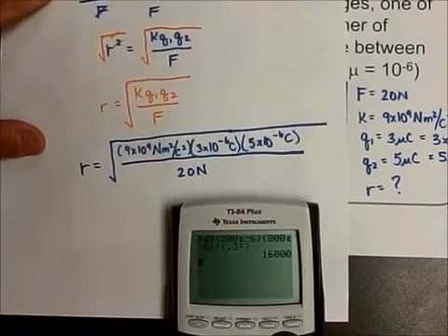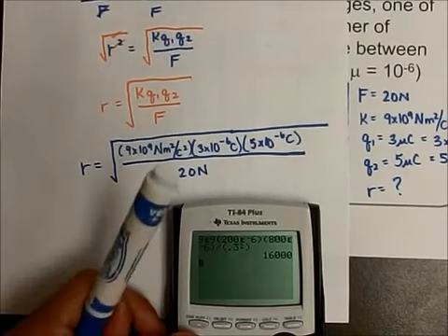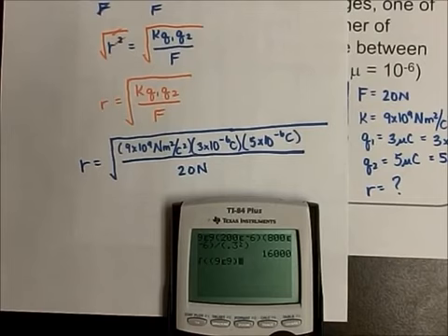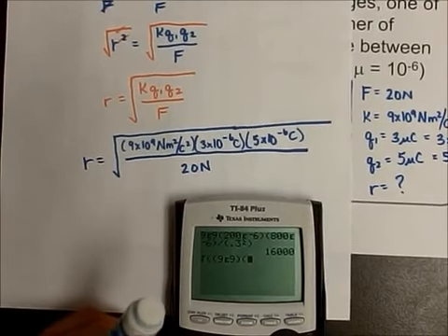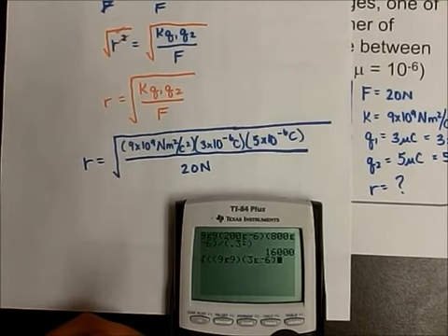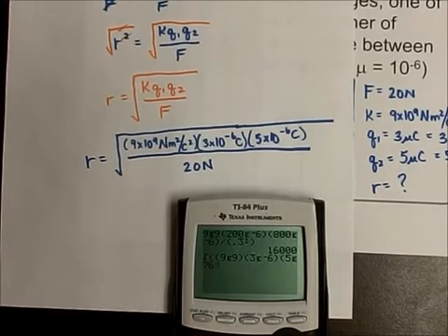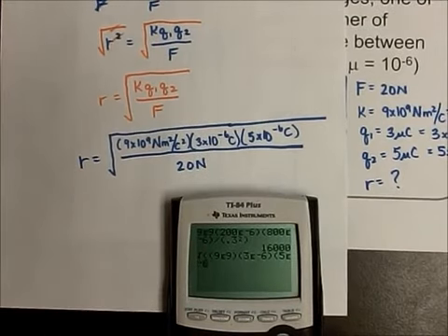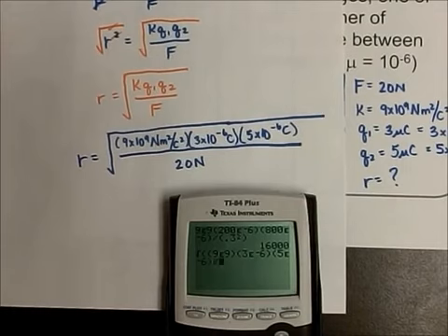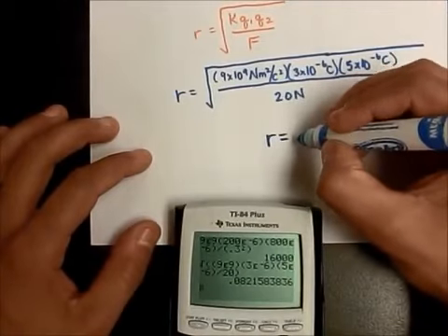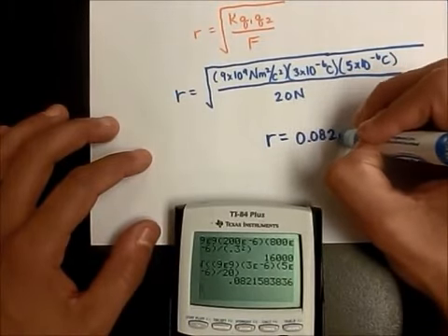So let's get my calculator out here. The square root of 9 times 10 to the 9th, 3 times 10 to the negative 6th, 5 times 10 to the negative 6th, close parenthesis, divided by 20 newtons, close square root parenthesis, equals 0.082 meters. So R equals 0.082 meters.